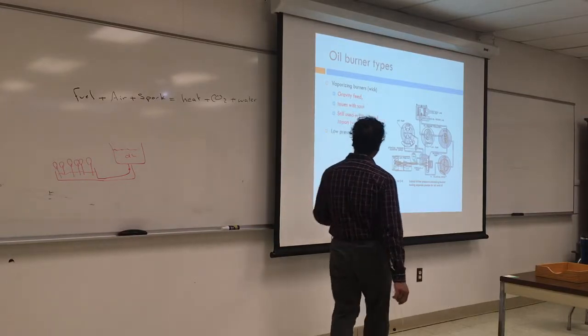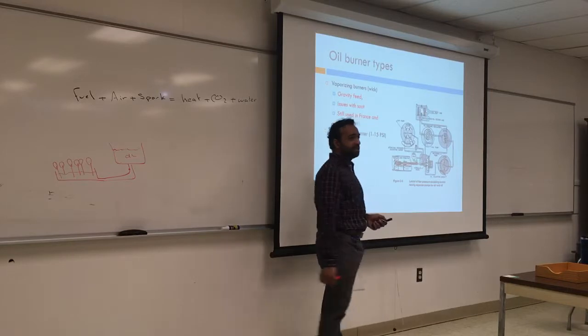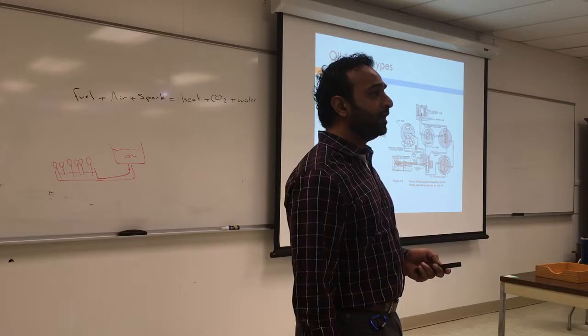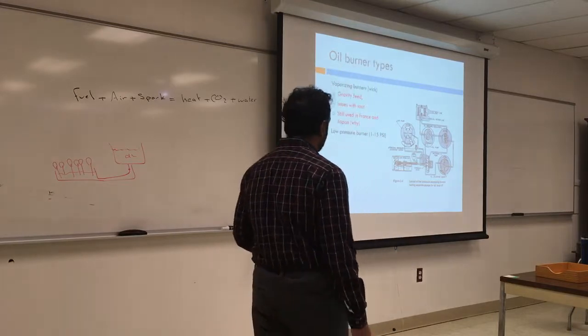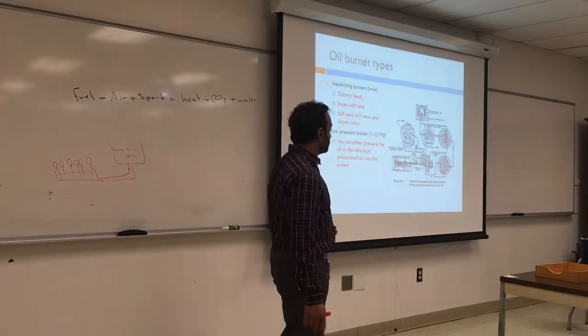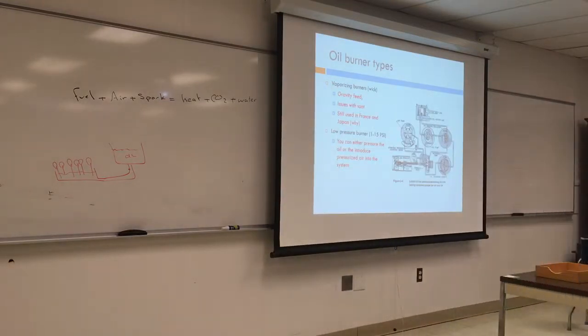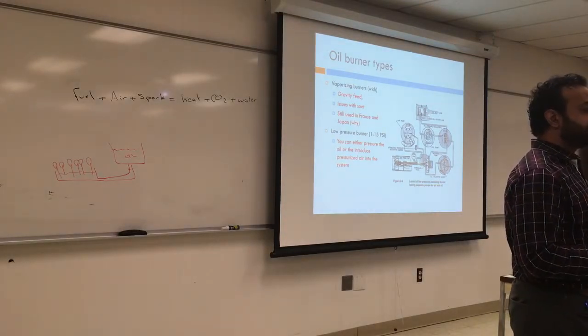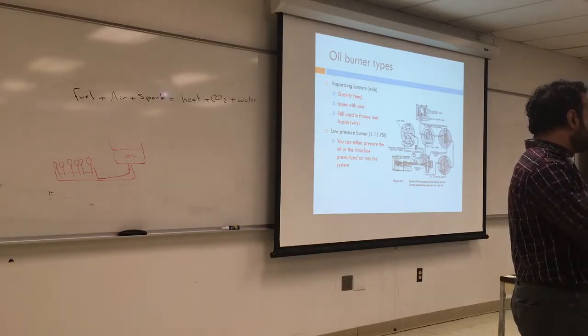We have low pressure burners between 1 and 15 psi. What is the pressure for our burners? 100 to 150 psi. So these are low pressure burners. You can either pressurize the oil or introduce pressurized air into the system, so there are two ways to introduce pressure. Either you pressurize air and have the air push in the oil as it goes out, or you pressurize the oil itself. If you look at a spray paint can, what are you pressurizing? The air. The pressurized air will push the fluid with it and spray it.